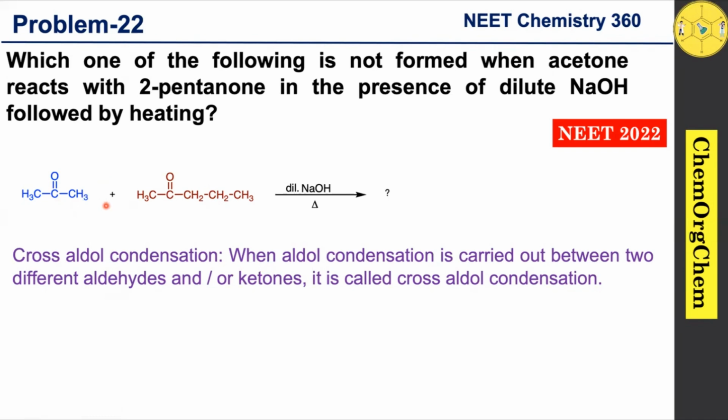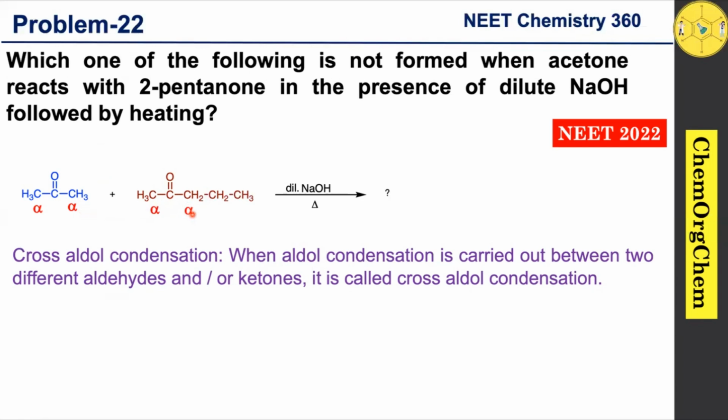First, we should look at the alpha carbons. Acetone has two alpha carbons, here as well as here. In general, these two alpha carbons are similar. Let's move to the 2-pentanone molecule. 2-pentanone also has two alpha carbons. This is one, and this is another one. These two alpha carbons are totally different.